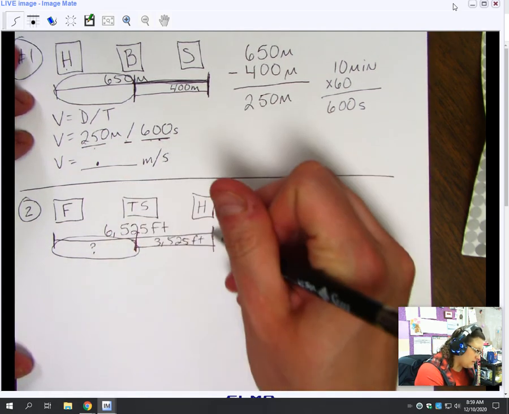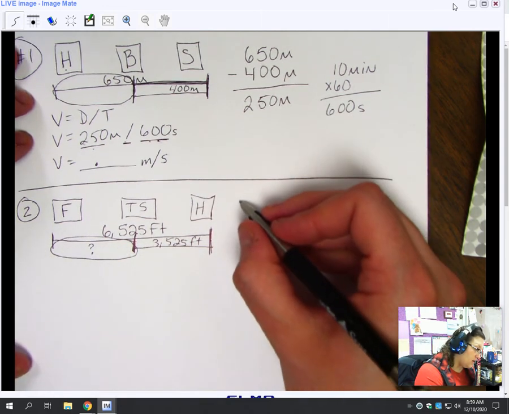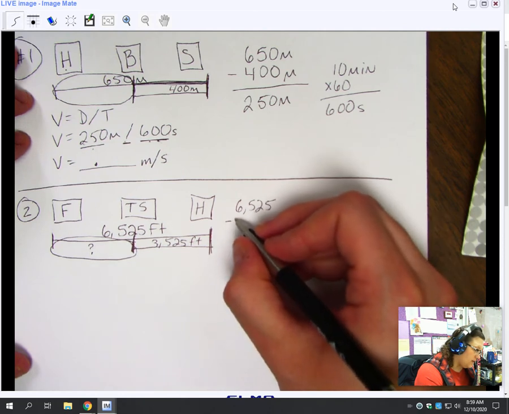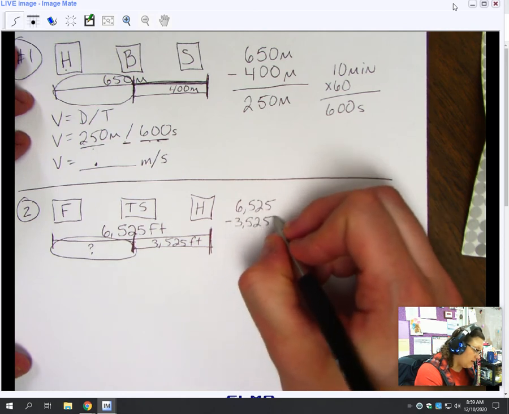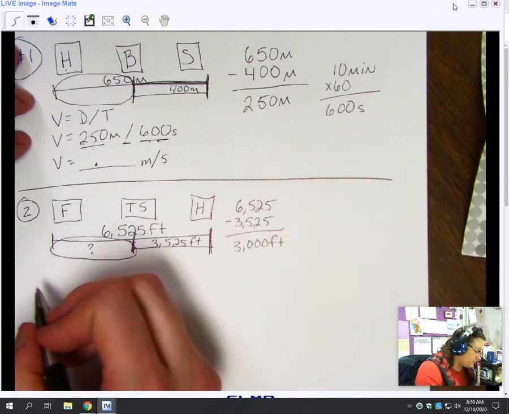So again, this is part of the total trip. You need to find the difference, what's left over here. So 6,525 minus 3,525. You get an even 3,000 feet.